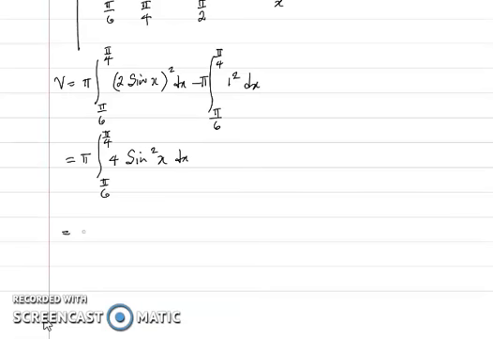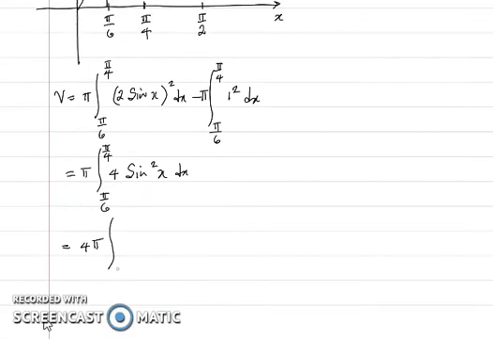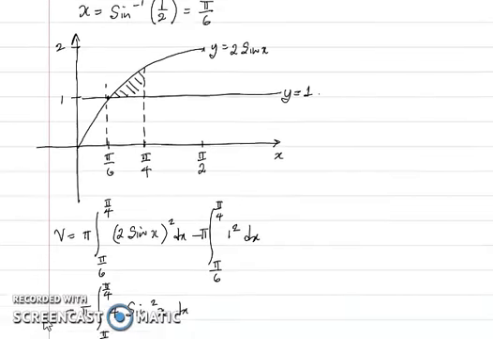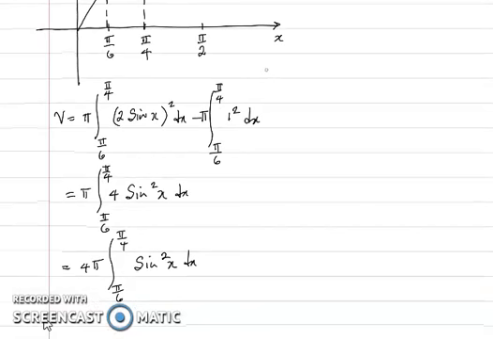We get 4 pi, the integral from pi by 6 to pi by 4 of sine squared x dx. All right, let's see if we can do some more of it on this page before we turn the page.